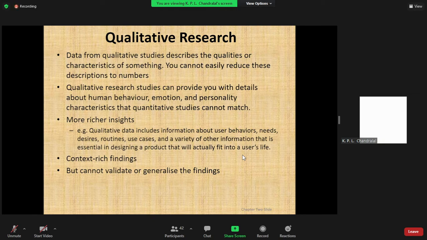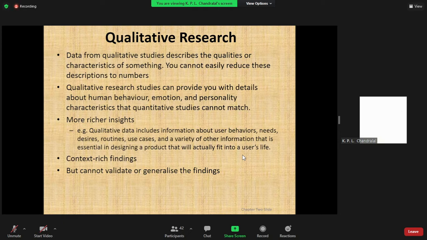So this is what we finalized in the previous session. We introduced qualitative research, and we identified that qualitative research can provide deeper insights and context-rich findings. The only concern is that we cannot validate or generalize findings, because usually we collect data from a relatively small sample. We purposefully limit the sample size to a small amount because that enables the researcher to go to a deep level of the research.